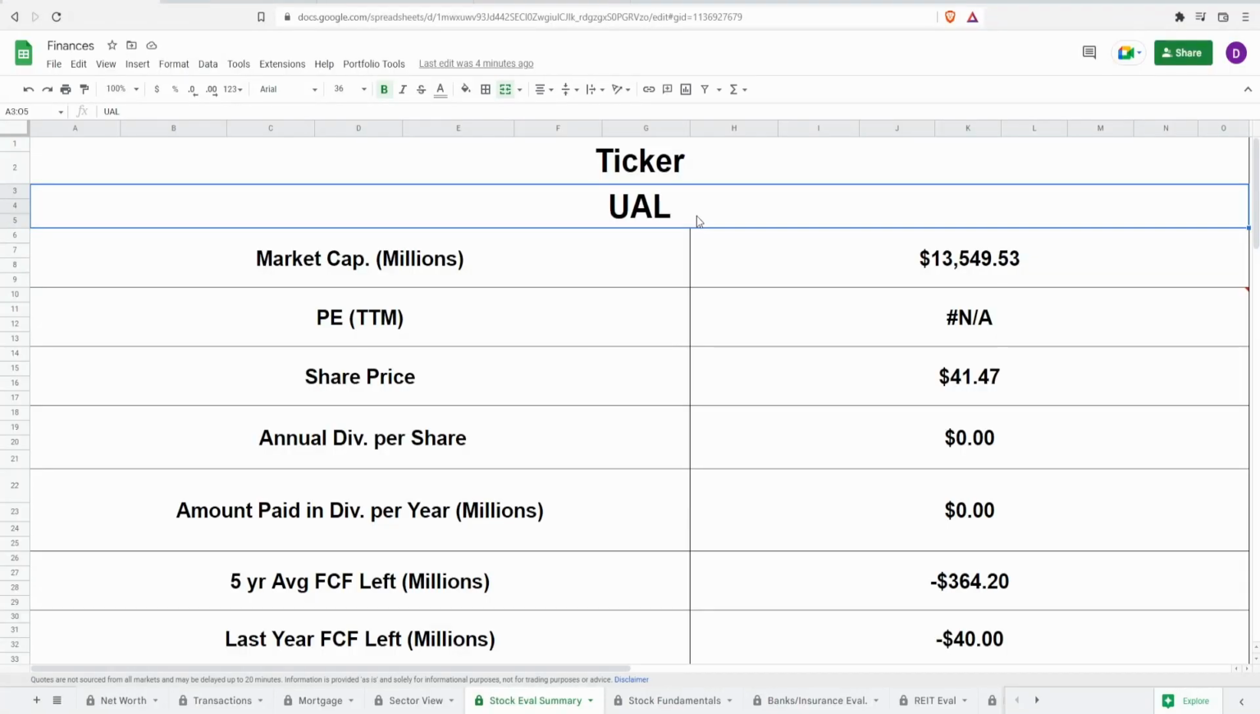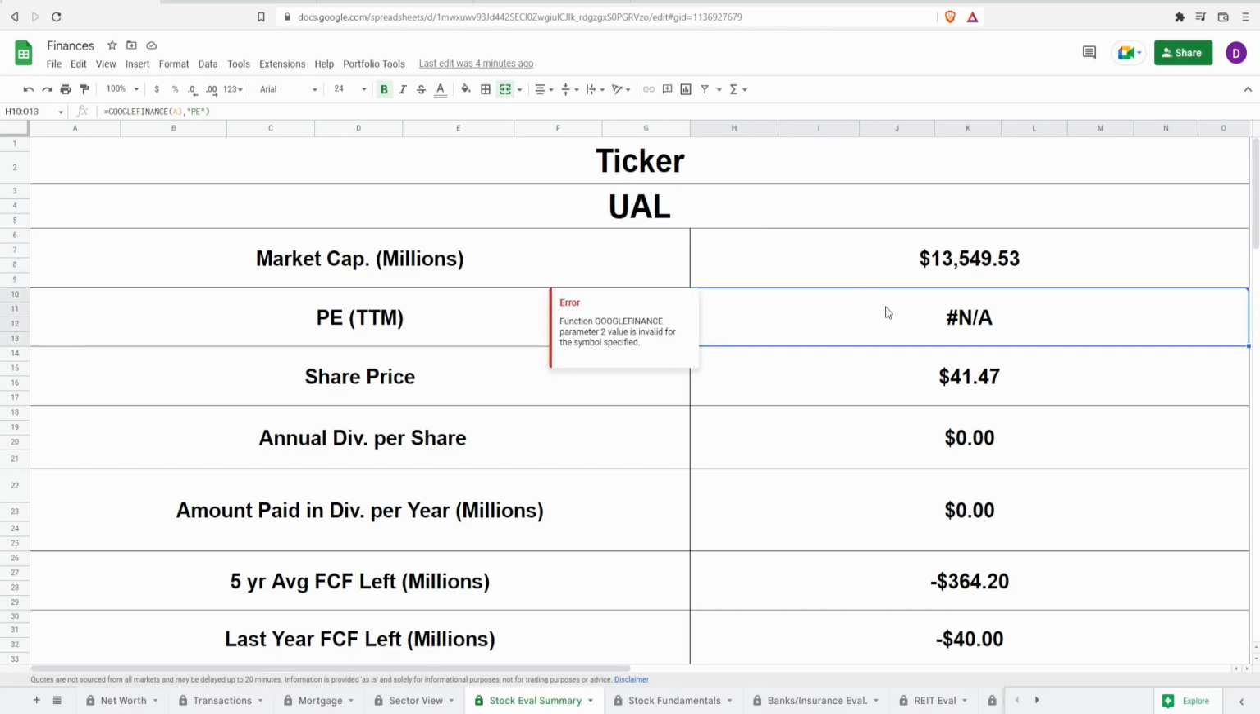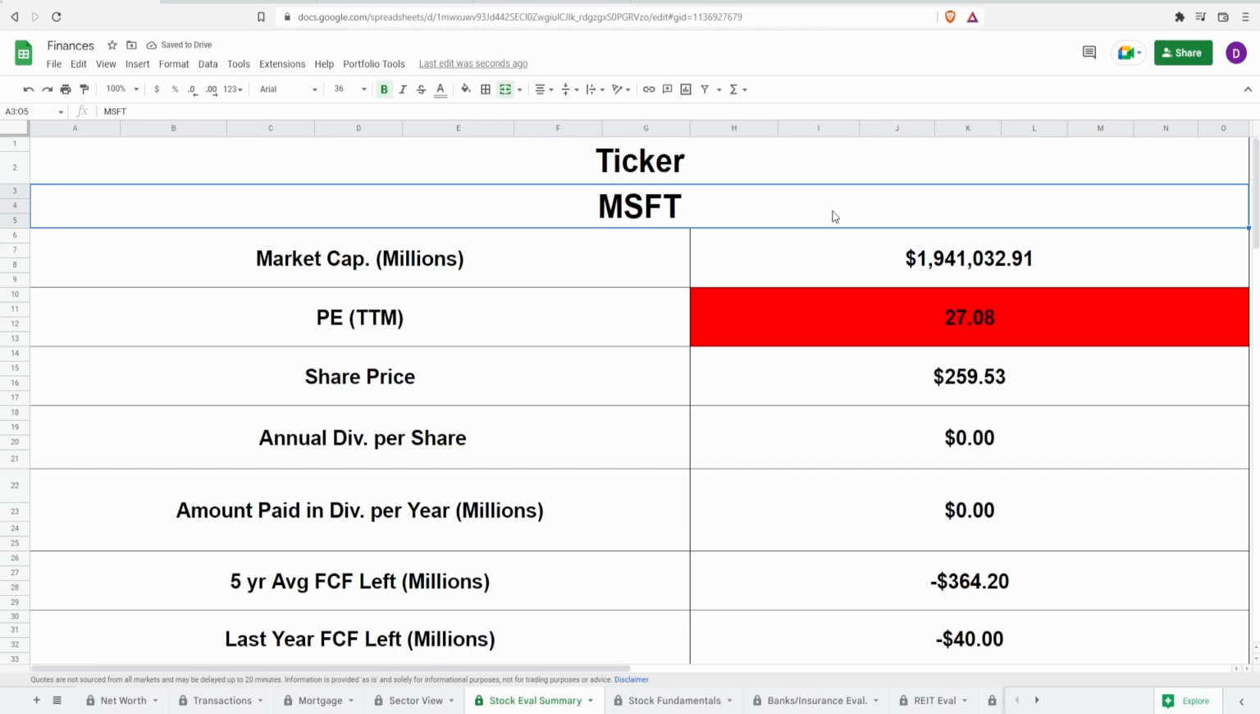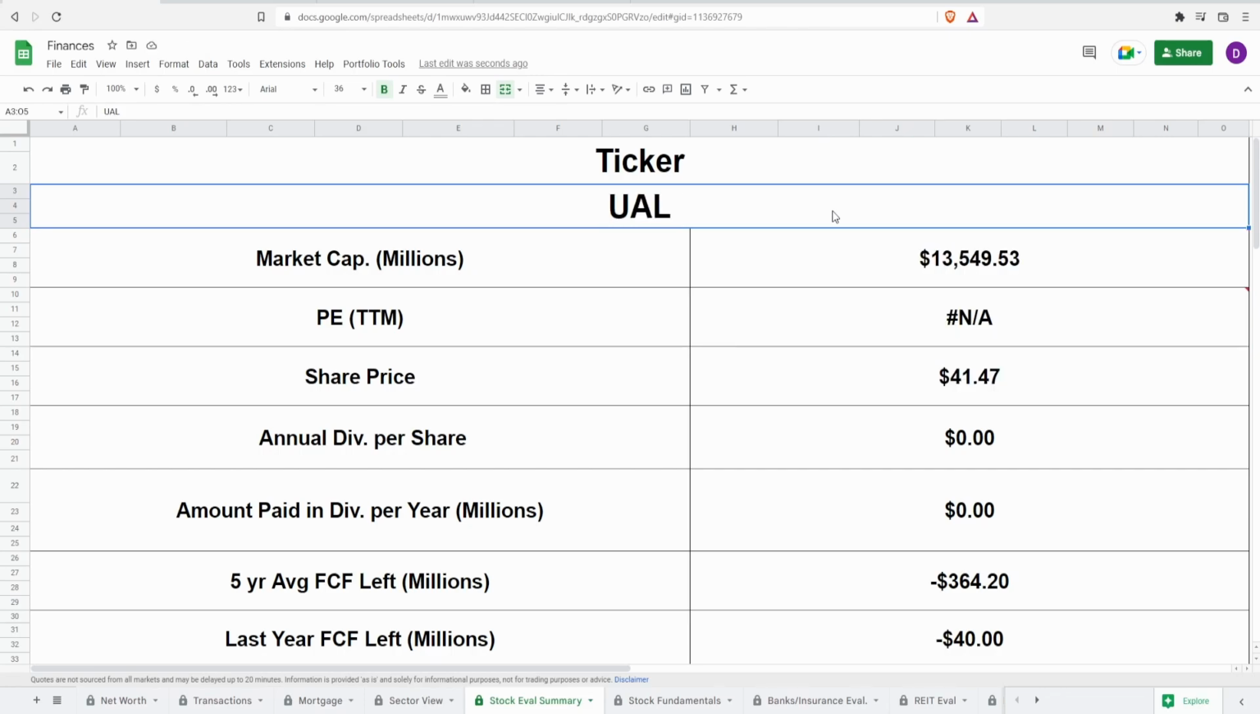We are going to jump right into the calculator, guys. UAL, United Airlines, doesn't actually pay out a dividend, which in this case, thank God they don't, right? Ticker symbol of UAL, market cap of $13.5 billion, PE of NA. This is not something that's wrong with the calculator because I could easily put right here Microsoft and we get a PE right there, right? This is pretty much just telling me that UAL hasn't been profitable within the past 12 months.